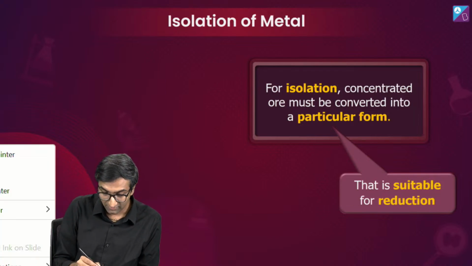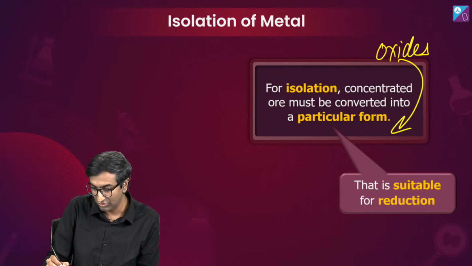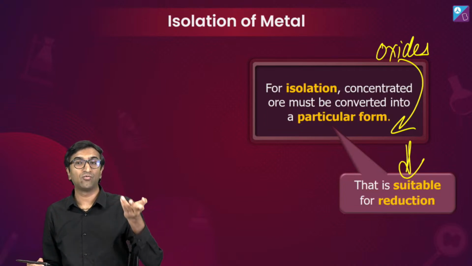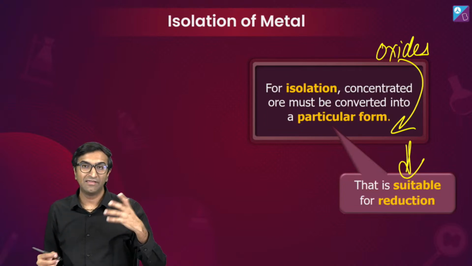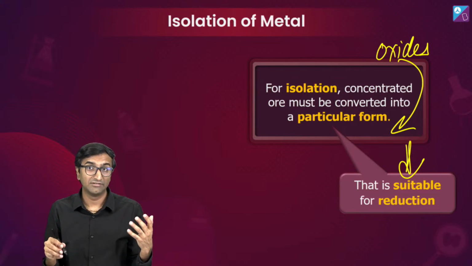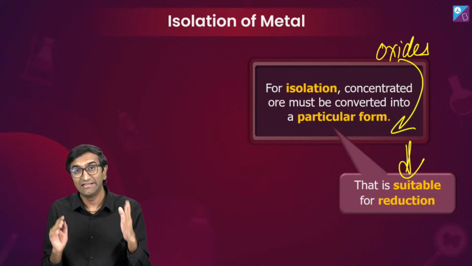So I get oxides. Okay? This particular form is basically an oxide. And after that I reduce it. You might ask, what are you doing in life? First you make the oxide, then you reduce it. It may seem like a lot of running around in circles, but this was the smartest way to do it, to save money and to do things at an industrial scale. That's why all this is being done.